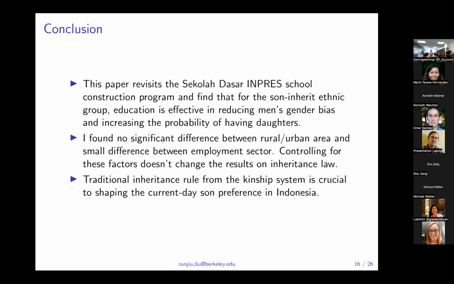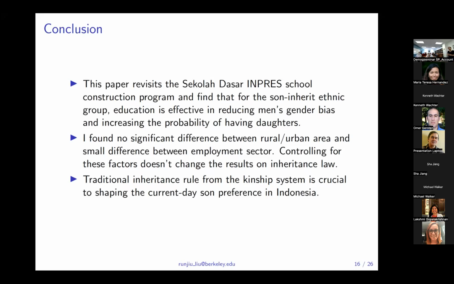To bring this presentation to a conclusion, this paper revisits the in-print school construction program and finds that for the son-inherit ethnic group, education is effective in reducing men's gender bias and increasing the probability of having daughters. I find no significant effect between the rural and urban area and a small difference between the employment sectors.